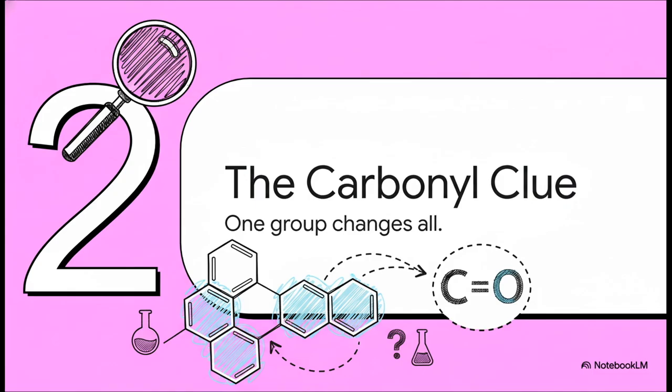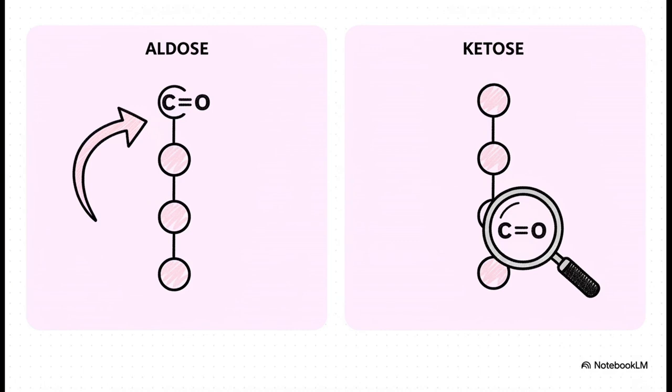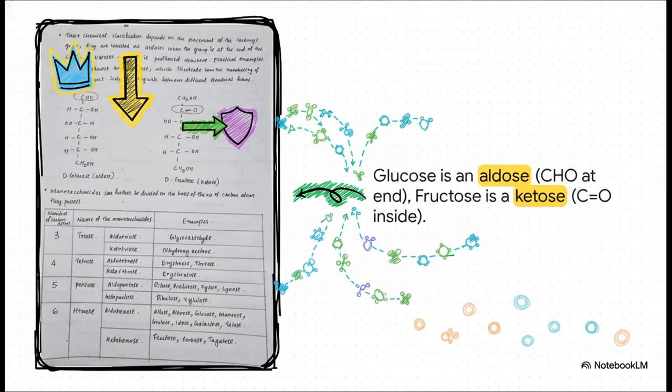The first one is all about hunting for one specific clue in their structure. It's called the carbonyl group. And you know what? It all just comes down to location, location, location. If you find that carbonyl group, that's the carbon with a double bond to an oxygen, sitting at the very end of the carbon chain, boom, you've got an aldose. But if that group is tucked away somewhere in the middle of the chain, that's a ketose. Simple as that.